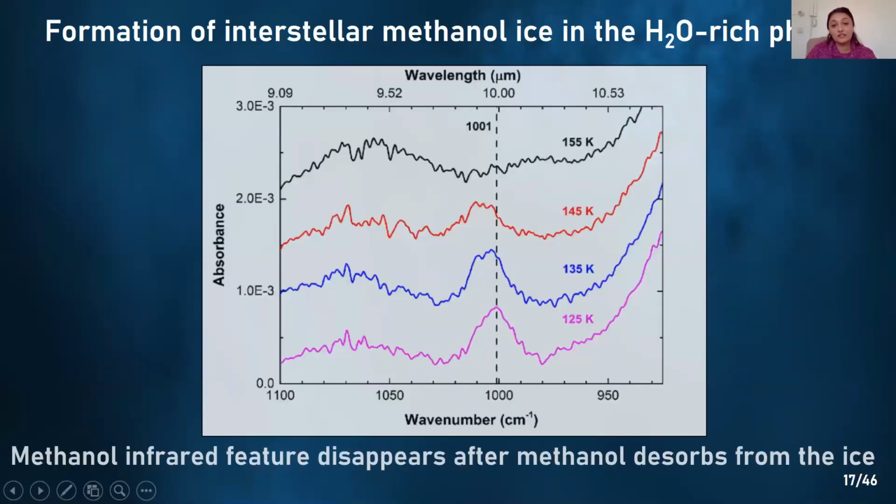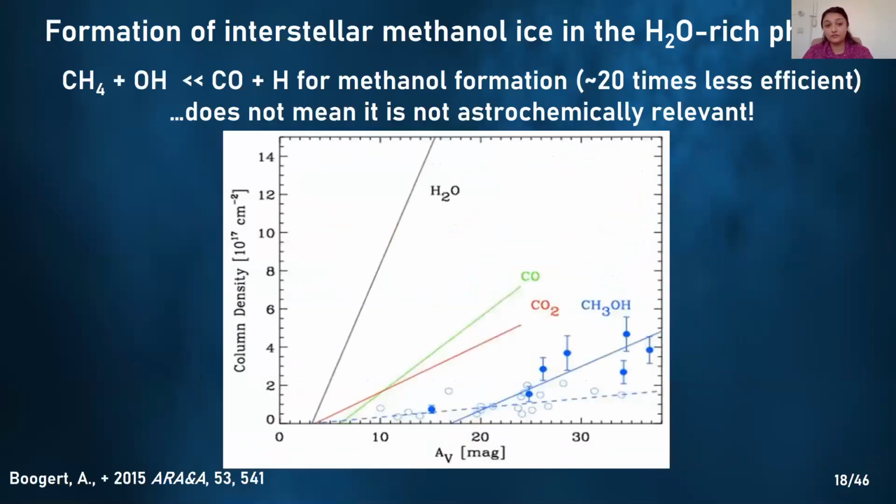And then finally, you can see that the methanol feature disappears between 145 and 155 Kelvin, which is the range at which methanol desorbs. So from here, it's concluded that methanol is formed from methane plus OH. By comparing the methanol abundances, we find that the methane plus OH pathway is about 20 times less efficient than the CO plus H pathway.